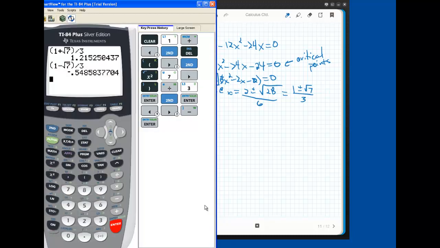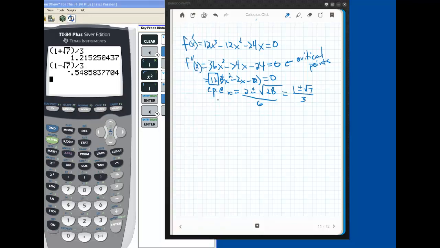So if I go over here, look at this. Oh, it's sitting there for me. All right? So 1 plus root 7 over 3 is approximately 1.215. 1 minus root 7 divided by 3 is approximately -0.549. Now, remember, when we're approximating in calculus, we want to go out to thousandths. So I'm going to go 1.215 and -0.549. What do I do next?